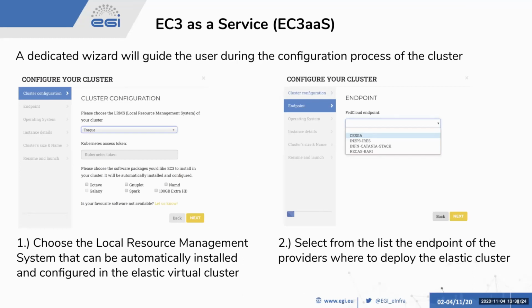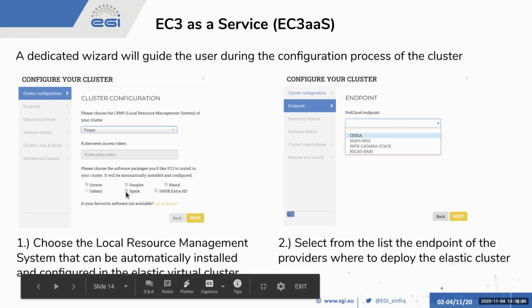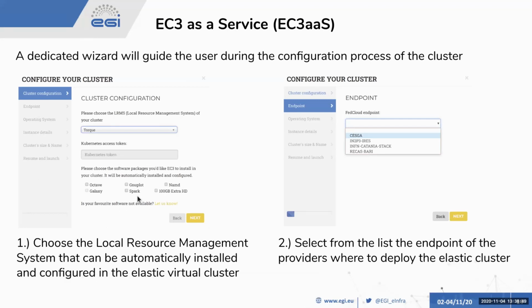In a few clicks, you can select the characteristics, the topology of the cluster that you want to deploy to run on the cloud. First of all, you select the local resource manager. As I said before, you have different options here: Torque, Slurm, Kubernetes, etc. All of them are available. You can select additional software packages that via Ansible can be deployed on the fly on the cluster.